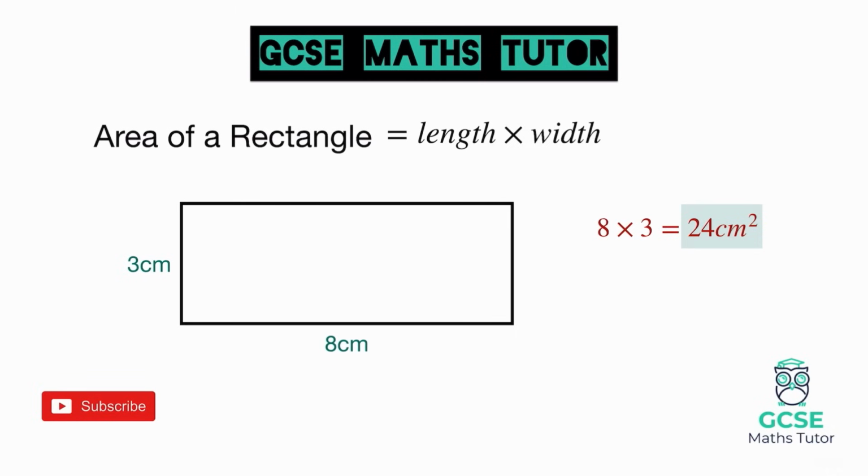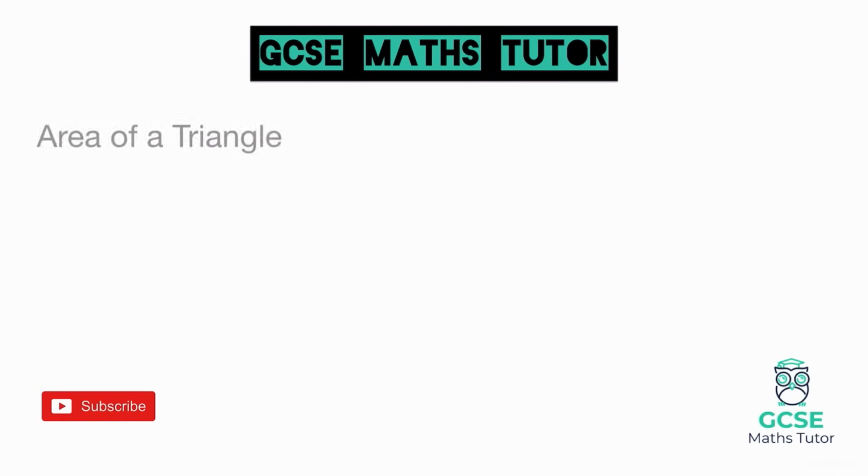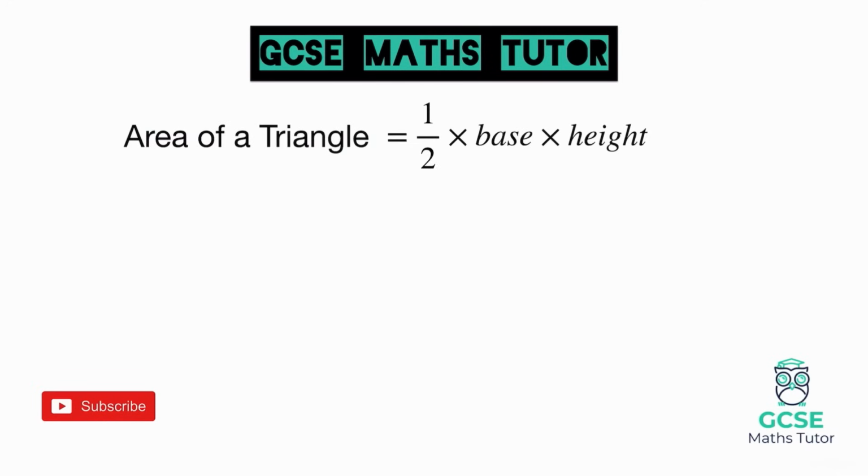Okay, on to our next formula. So we'll now have a look at the area of a triangle. The area of a triangle is half base times height. And when these formulas are written, they don't tend to be written with the multiplication symbols, but I'm going to keep them in there for the purpose of this video.